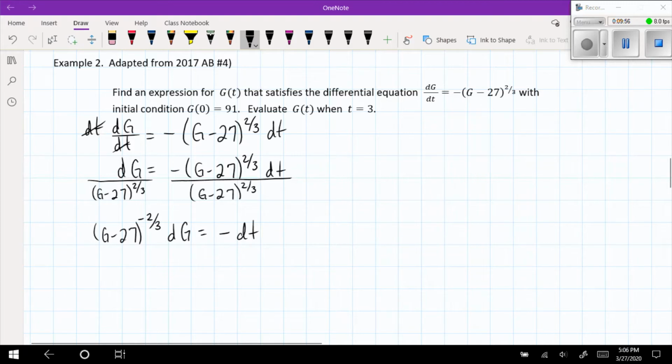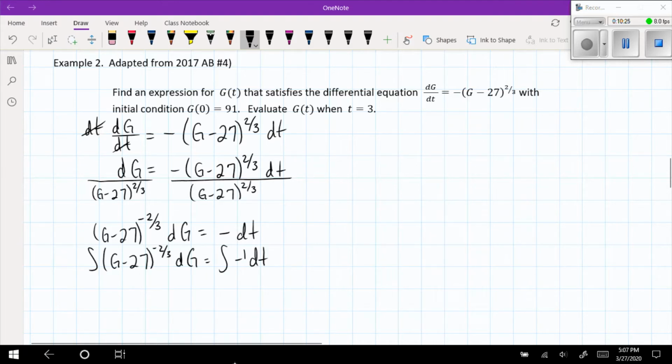So I think we're ready to integrate. We got our g variable on the left-hand side of the equation, the t variable on the right-hand side of the equation. We're ready to go. So we're going to go ahead and put our integral signs in here. And like I said, you'd love to just go like this, and I would love it too, but I'm going to write it over again. The integral of g minus 27 to the negative 2/3 dg is equal to the integral of negative dt.